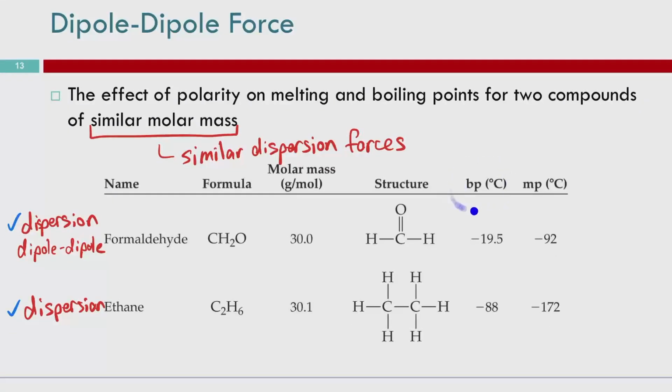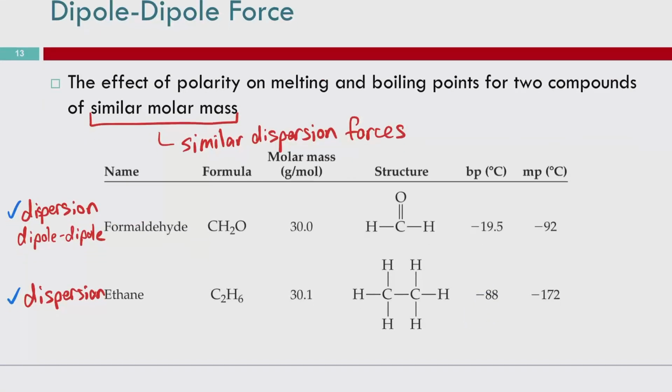If we look at the boiling point, ethane has a boiling point of negative 88 degrees Celsius. You would not want to be out in negative 88 degrees Celsius. You would freeze. Formaldehyde, on the other hand, has a boiling point of negative 19.5 degrees Celsius. So negative 88, negative 19.5. Negative 19.5 is way higher. That means it takes a lot more energy for it to boil. The melting points are also similarly very different.